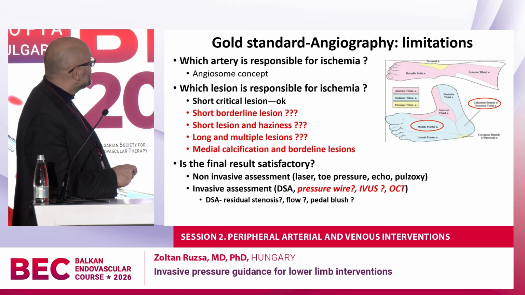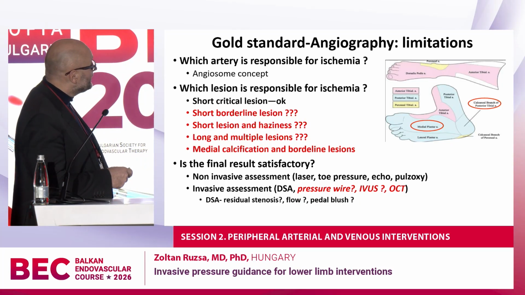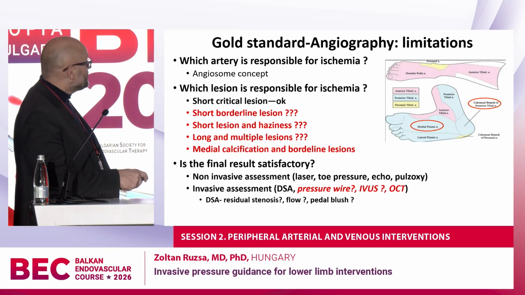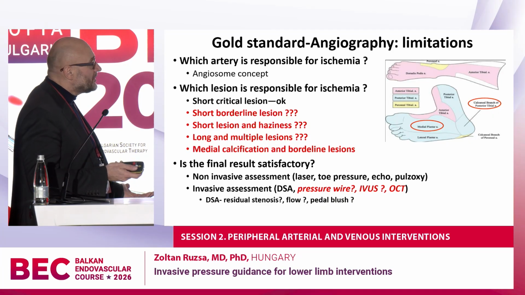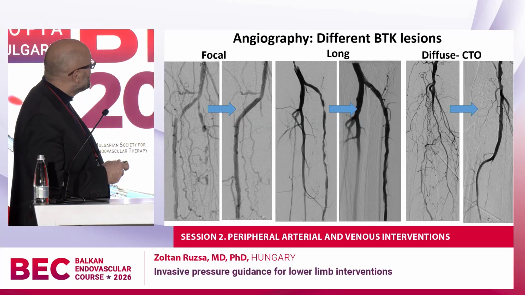But otherwise, this is not satisfactory in many diseases, because in a short borderline lesion, we don't know. In long lesions, with haziness and multiple lesions, like before, it was a long anterior tibial and popliteal intervention. So do we have a good result? We don't know after the intervention. We just measure the flow and do the angio, but it's not enough.